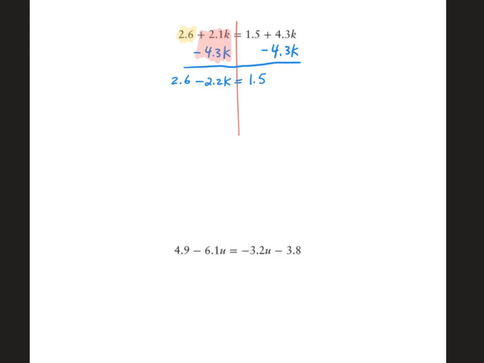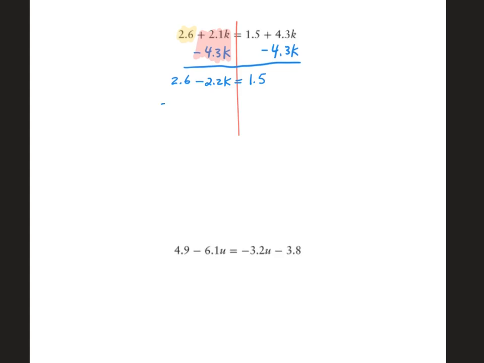So this part here was just dealing with the k's. It was a positive 2.1, and we took away 4.3, and we were left with negative 2, so we wrote it as minus 2. And this 2.6 I just brought it down. Now, what have we got? Well, let me just erase some of this highlighting. Here we go. So all we have now is a two-step equation with decimals.